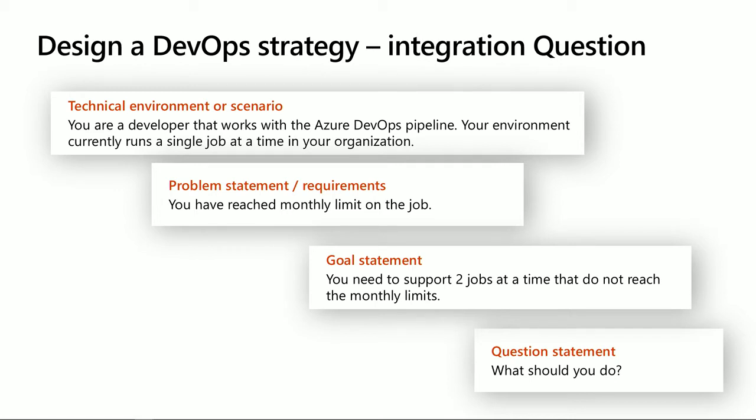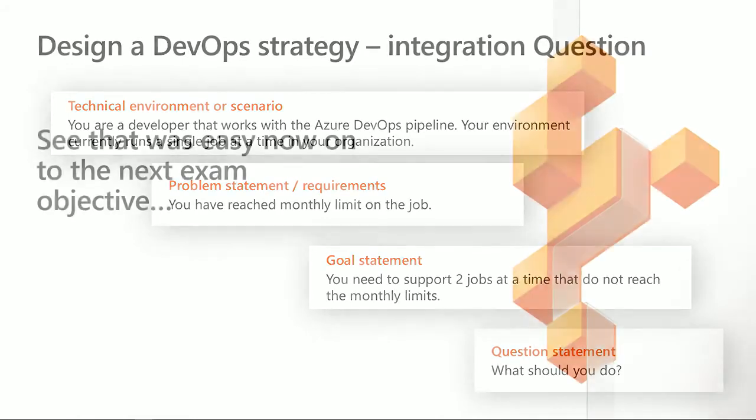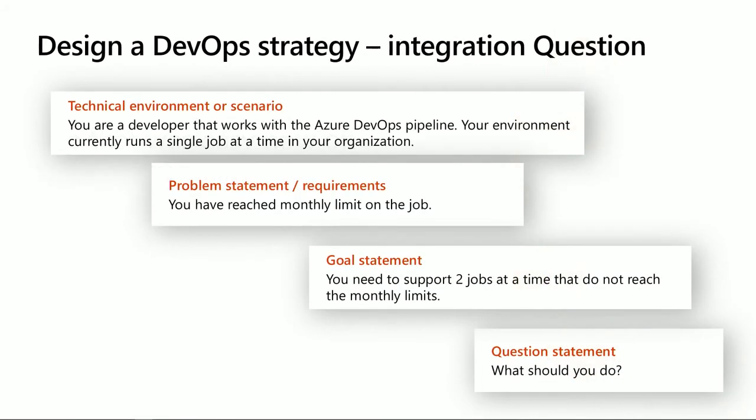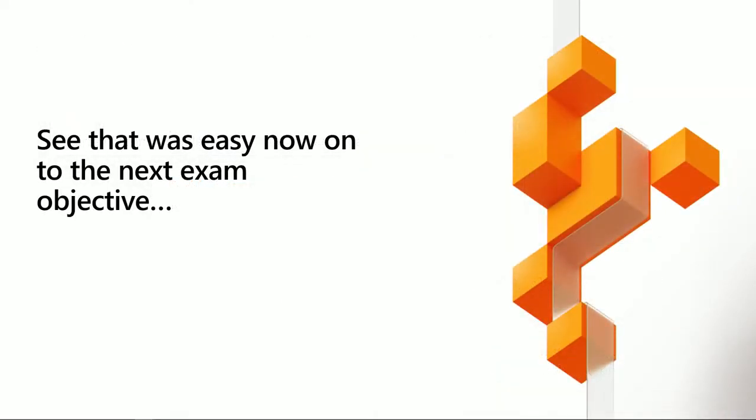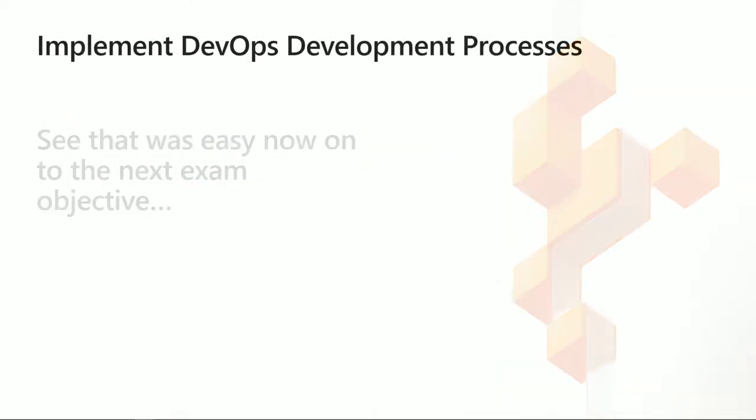Here's a question. You're a developer that works with Azure DevOps Pipelines. Your environment currently runs a single job at a time in your organization. You have reached the monthly limit on the job and can no longer run jobs. You need to support 2 jobs at a time that do not reach the monthly limits. What should you do? Actually, what you should do is purchase more jobs. Really, it's that simple. See, that was easy. Okay.